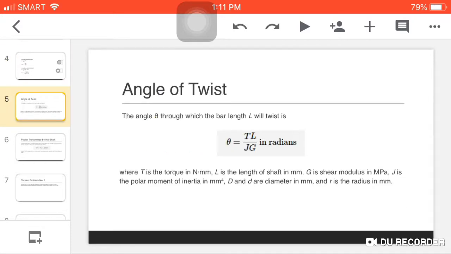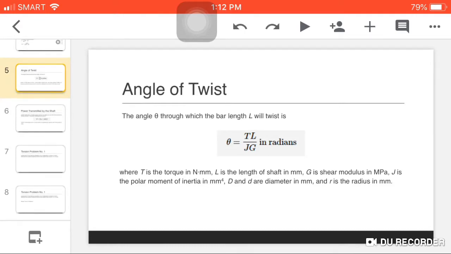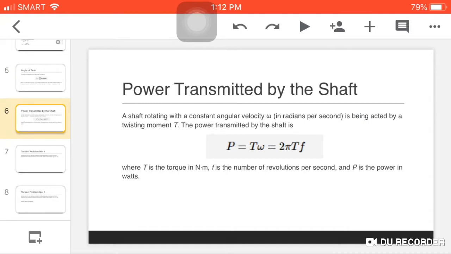For the angle of twist, the angle theta through which the bar of length L will twist is TL divided by GJ in radians, where T is the torque in Newton millimeter, and L is the length of shaft in millimeter, and G is the shear modulus in megapascal, and J is the polar moment of inertia in millimeter to the fourth. D and d are diameters in millimeter, and R is the radius in mm. So ayan yung for angle of twist.